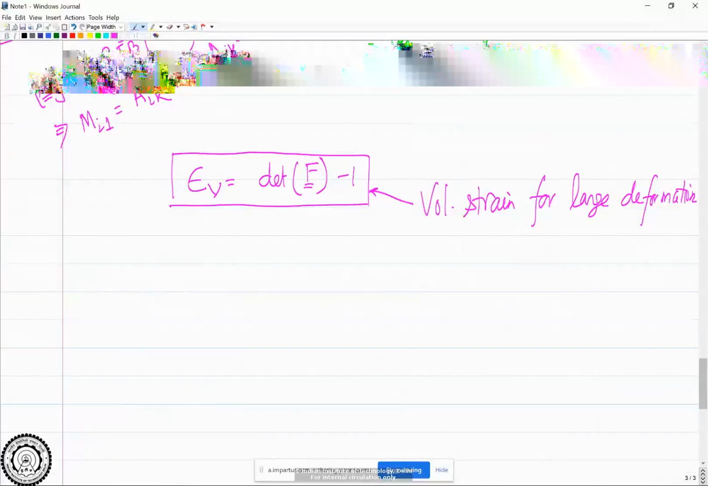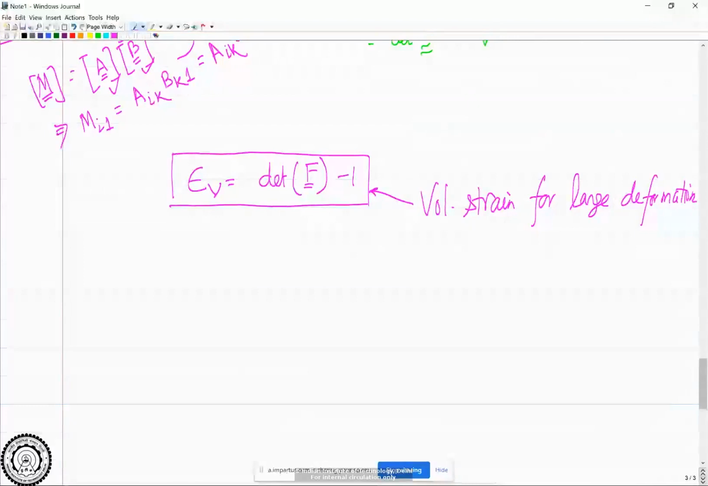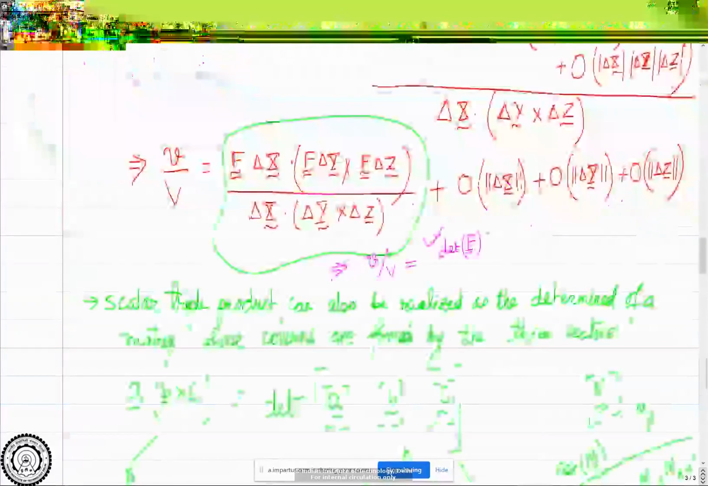Okay, that's true. But that formula holds only in linear elasticity, when strain components are very, very small, or the displacement gradients are assumed to be very small. But the formula that we have here right now holds for general displacement.